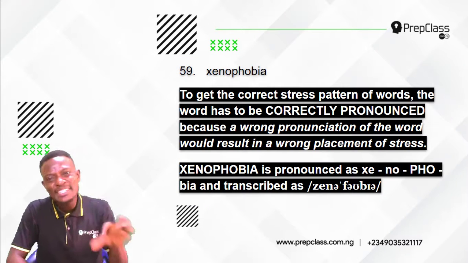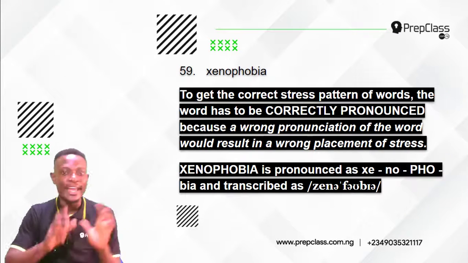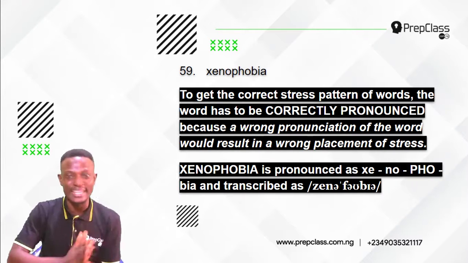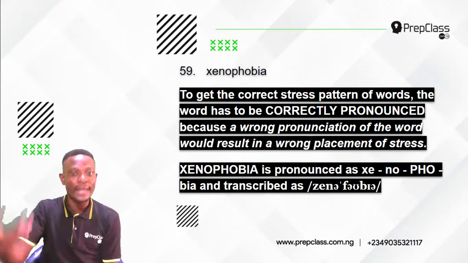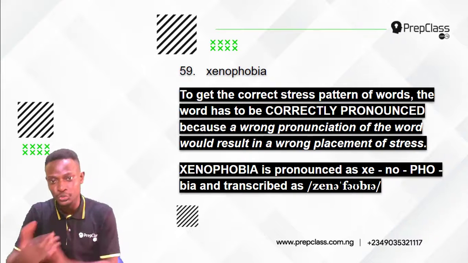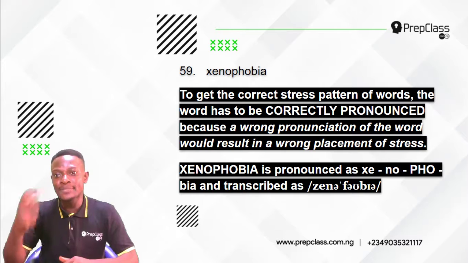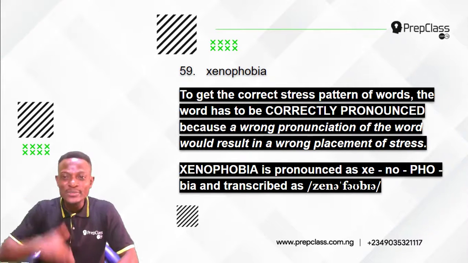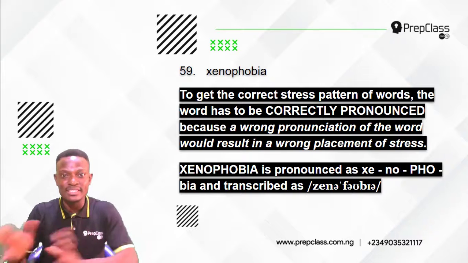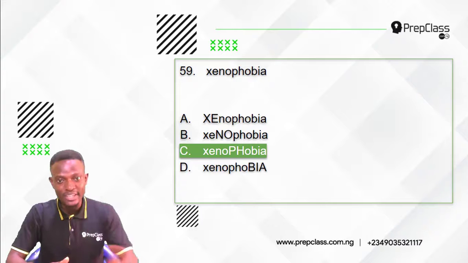Now, to get the correct stress pattern of words, the word has to be correctly pronounced, because a wrong pronunciation of the word would result in a wrong placement of stress. Now, xenophobia is pronounced as xenophobia and transcribed as seen on the screen. So we can see the stressed syllable written in capital letters, fo. So fo is pronounced louder and longer than any other syllable in the word, xenophobia. So the answer is option C, fo receives the stress.